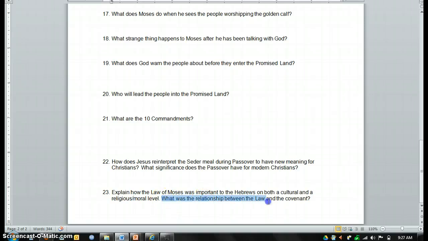The relationship between the law and the covenant is that the law is their side of the covenant. Their obligation to the covenant is to uphold the law. And they agree at Sinai that if they don't follow the law, God can punish them. That's what they sign up for. And so that's the relationship of the law to the covenant. I think that just about covers it.